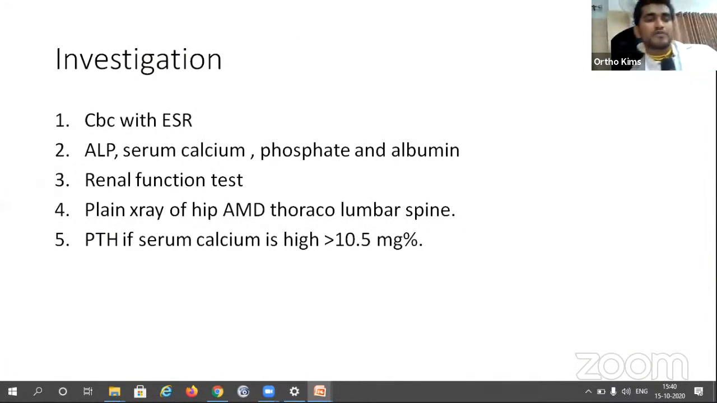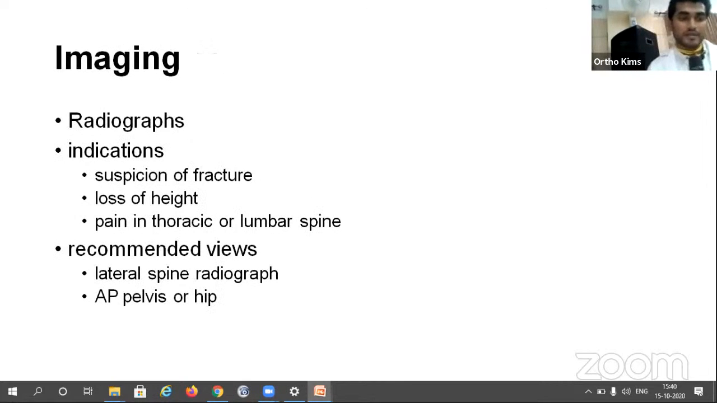Investigations for osteoporosis, we have to get all the things like CBC with ESR, serum calcium, phosphate, and albumin, renal function test, plain X-ray of the hip and thoracolumbar spine, parathyroid hormone if serum calcium is higher, that is more than 10.5 milligram percent.